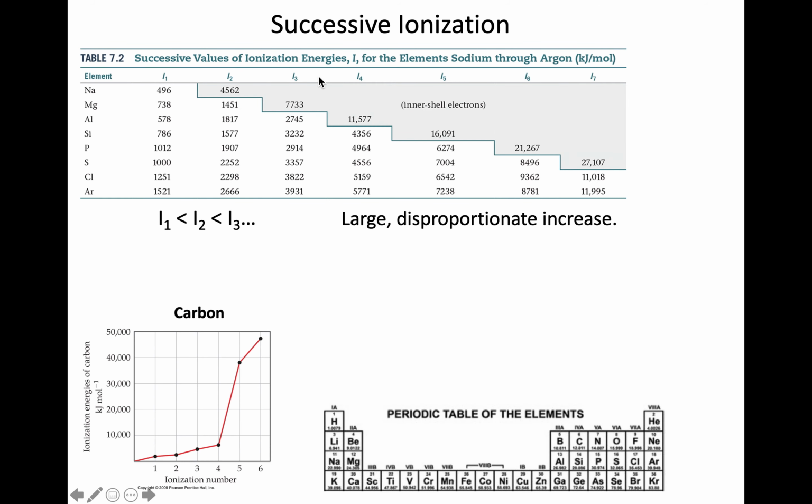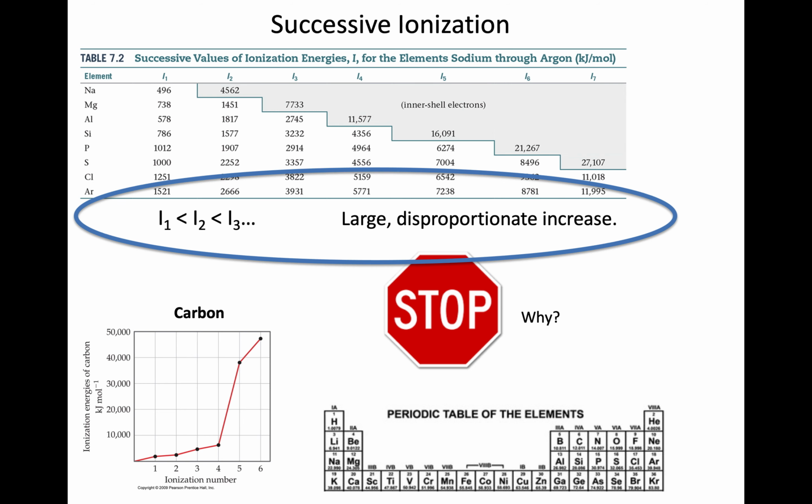We see in terms of successive ionization, it always takes more and more energy to remove the second, then the third, then the fourth electrons, but we have a large disproportionate increase. We see for carbon, it takes more and more energy to remove the first, second, third, fourth, and then removing the fifth, it was much more difficult, much higher ionization energy, a large disproportionate increase.